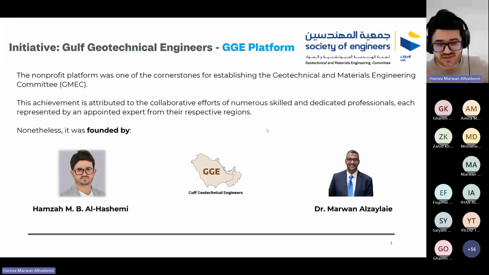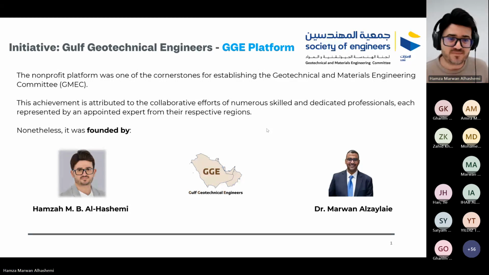We are a small community in the Gulf, so we want an umbrella to connect us all together and to organize events. I cannot claim the credit alone. It is the result of much teamwork and of individuals who supported us initially, each representing their respective regions. But if you want to attribute it, it was founded by Dr. Marwan Alzaylaie and my humble self as well.